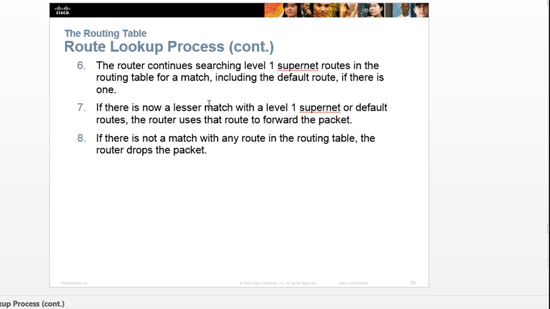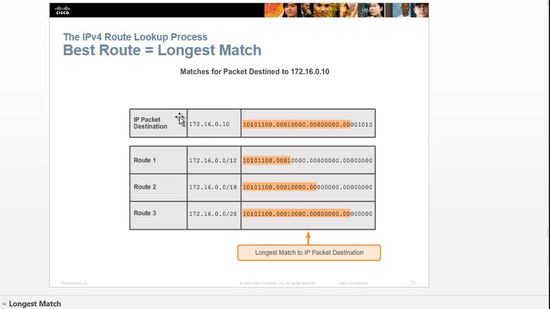This is why the gateway of last resort is important, because if we reach all the way down to step 8 in this process and we don't have anywhere to send it, then ultimately we're just going to drop the packet. However, if I've defined that 0.0.0.0 route, I'm good to go. So here we've got the best route is the longest match.